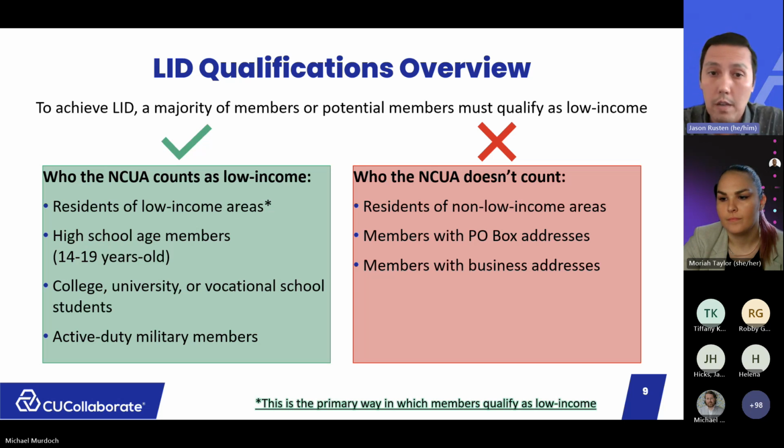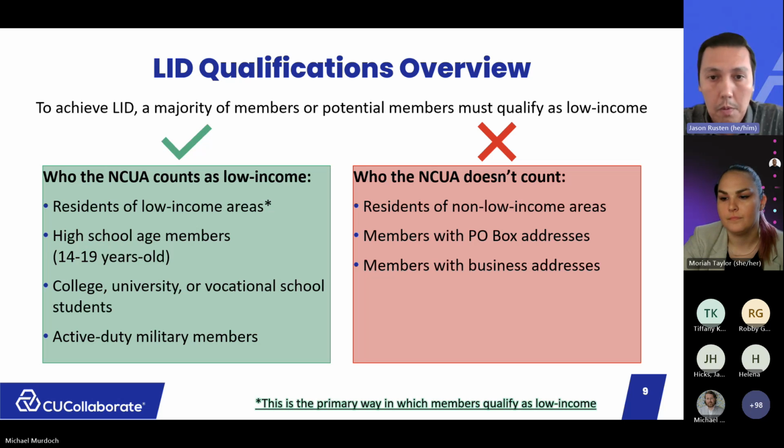In terms of who does not count, residents of non-low income areas. So there are some areas of the country where the overall income levels are too high to qualify. Then there are two other categories that are automatically disqualified. The first are any members that have a PO box as an address. The reason for this is you cannot accurately determine the physical location of an individual if they have a PO box. Their post office box might be located in the post office downtown, but they might live in another state, for example.